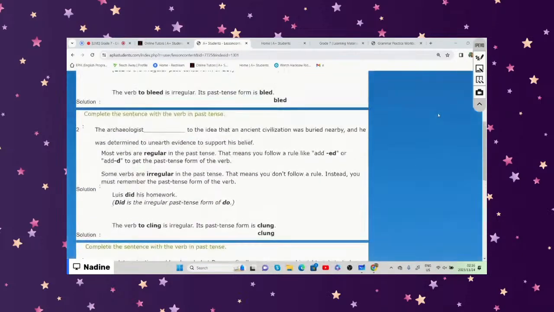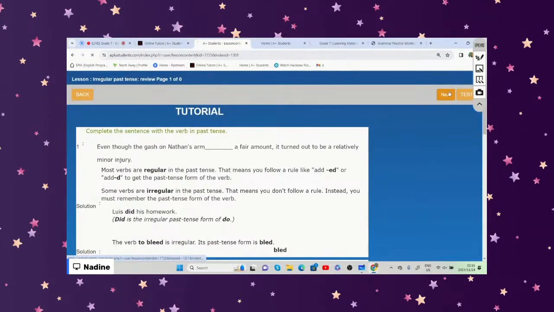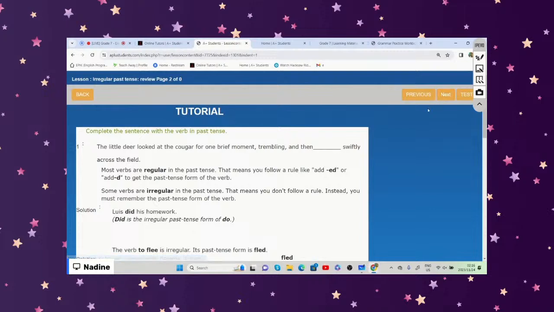All right, so let's first go to the next one before we go to our test. Just remember that irregular past tense verbs do not follow any rules, meaning we do not follow rules like ending in ed or ending in d. Which means that you need to remember what the verb is.